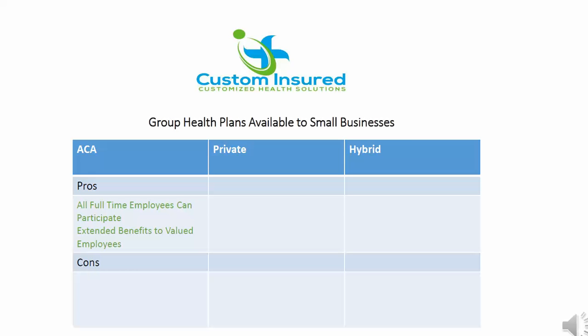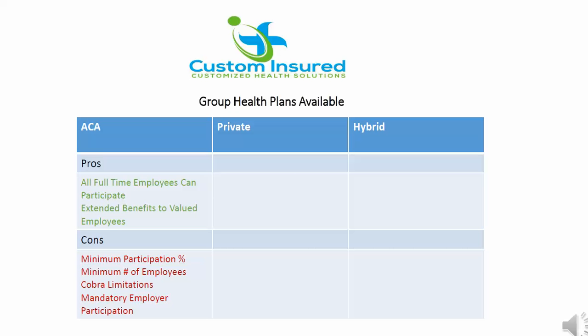Now, with that being said, there are a few restrictions that make it very difficult for small businesses to embrace this type of coverage. There's minimum participation percentages, meaning that at least 80% of your employees have to say they're going to take the insurance before it can be offered. There's 1 or 2 small exceptions to this, but for the most part, that's the general rule. In addition, there's a minimum number of employees, typically 3 to 5, that will be required to sign up before you can offer any coverage at all.